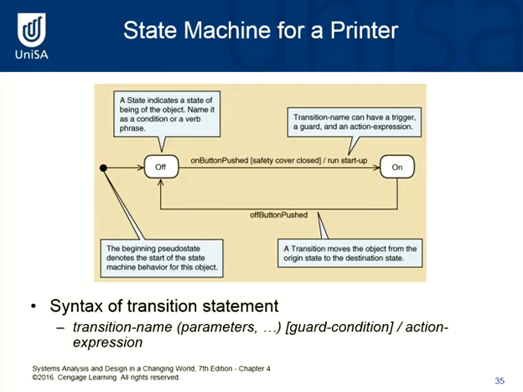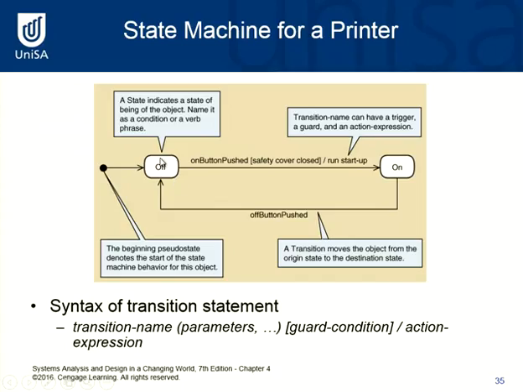Just a pretty simple example. The two states that the printer can have are off or on. The beginning pseudo-state is here, and denotes the start of the state machine, the behaviour of the object. This is the first state that we can have for the printer: Off. Note that it says name as a condition or a verb phrase.